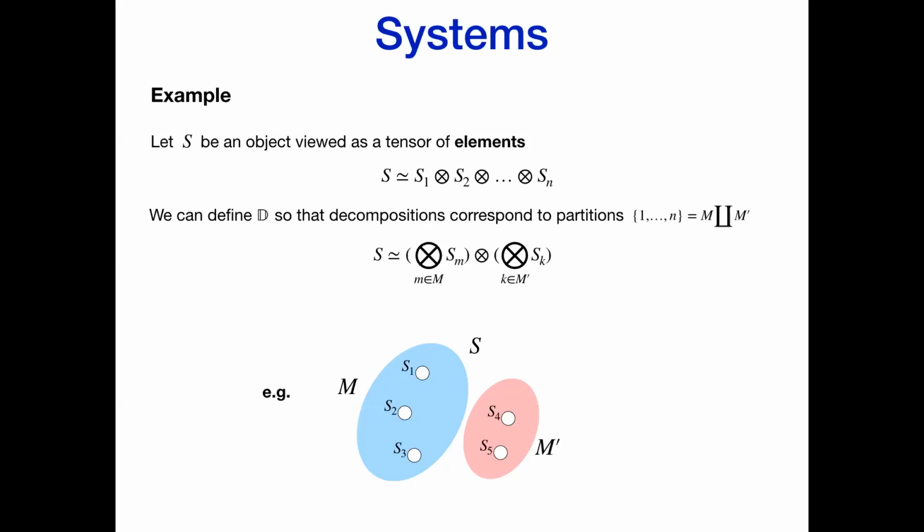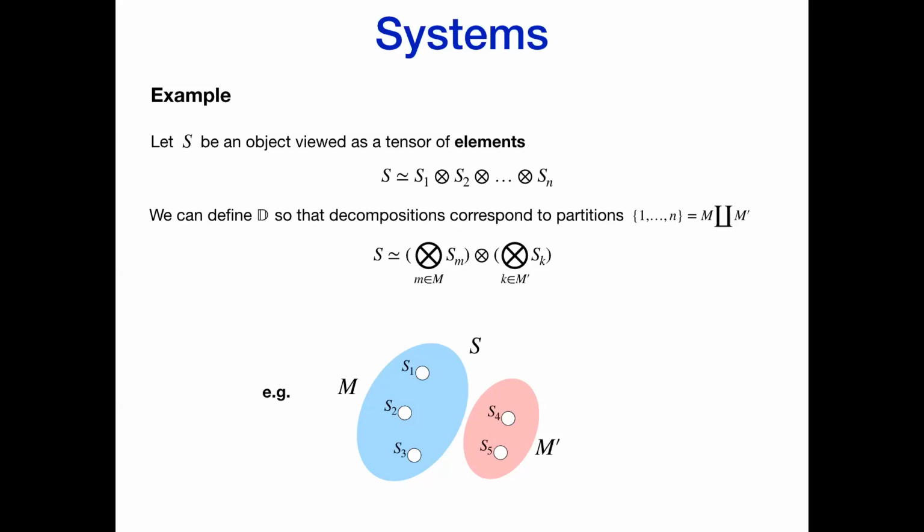Then we could define decompositions to just be partitions of these elements, essentially. So we just tensor a load of them together, and then we tensor the other ones left over together. So that's like this picture at the bottom. We're thinking of S as being S1 tensor S2 all the way up to S5. Those would be the elements, those individual objects. And then if you just pick any partition of them, that would be a decomposition. So these are the decompositions.